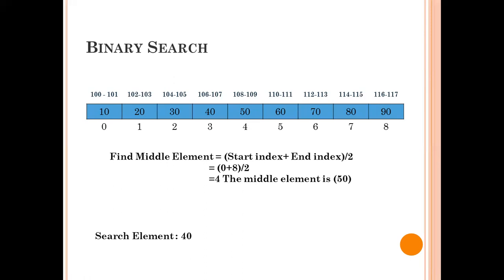We'll take up the middle element, and the element to be searched for here is considered as 40. We check the element that is in the middle position. If the element that we are searching for is lesser than the middle element, we search in the prefix of the array. Or else, if the element that we are searching for is greater, we'll be searching in the suffix of the array.